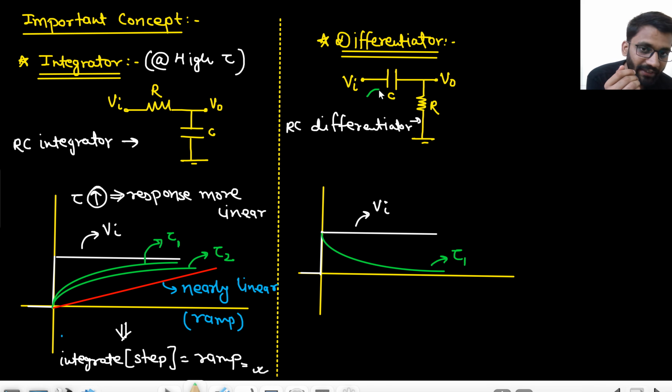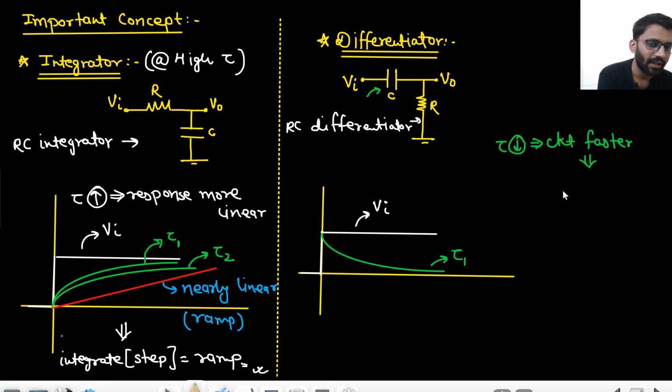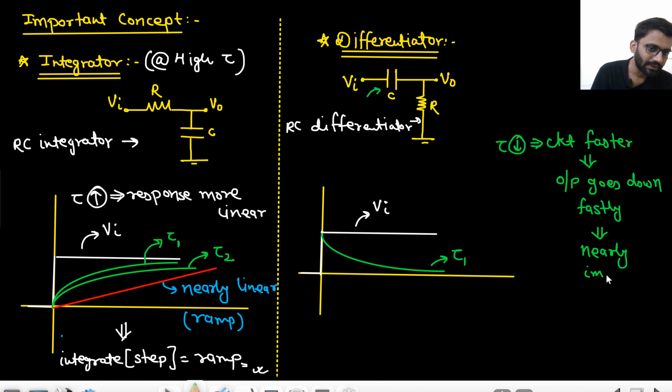That means the capacitor will be charged very fast. I am decreasing my time constant, that means your circuit becomes faster. That means the capacitor will be charged fast, that means the output goes down fast, right? And it will give you a nearly impulse response. Let me show it to you. Output goes down very fast.